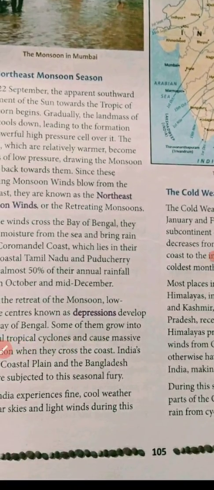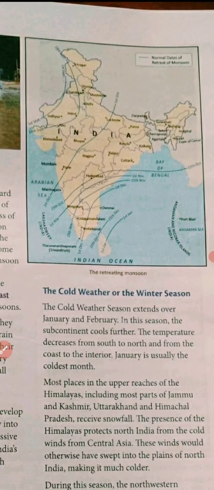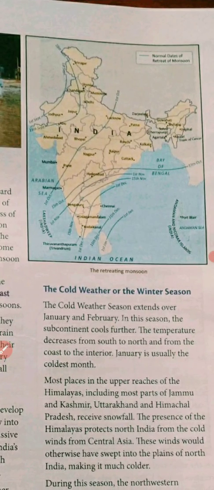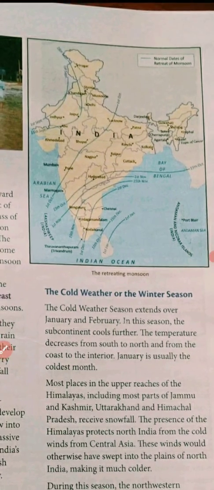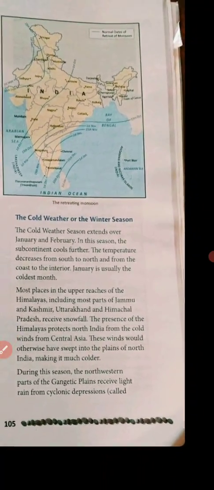Hope it is clear to you all. You can see here in the map, this is the normal date of retreat of monsoon. The monsoon is retreating from here. This is the northwest, this is the northeast. This is the northeast monsoon, it is retreating from here. The dates written are 1st October, 15th October, 1st November, then 15th November, then 15th December. In this way the monsoon retreats from India.